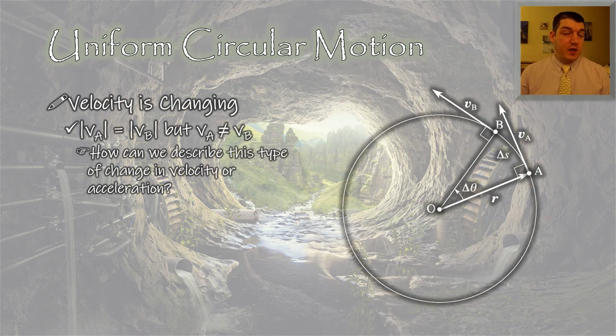The speed is constant. We're not speeding up or slowing down, but the velocity is changing direction constantly. So as you can see, when we compare points A and point B, we have the same speed, we have the same magnitude of velocity, but we're not pointing in the same direction. In fact, no 2 points anywhere on the circle would have the same direction. So the velocity is constantly changing in some way.